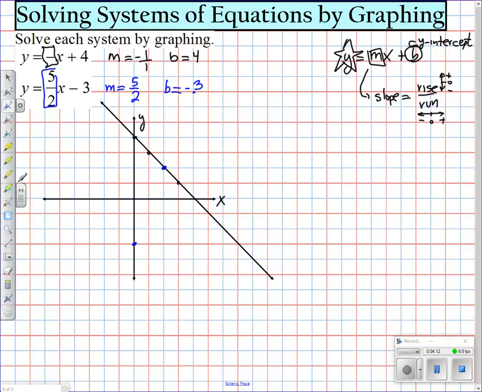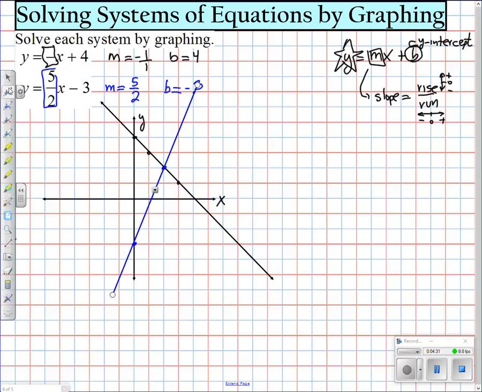When you graph these lines, you want to make them big, and you want to use as many points as possible because your graph has to be very, very precise. To answer this question, I need to really read my graph. So make sure you're using graph paper and use as many points as possible.